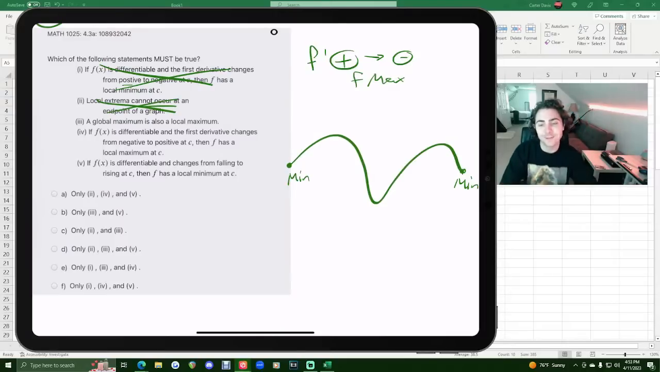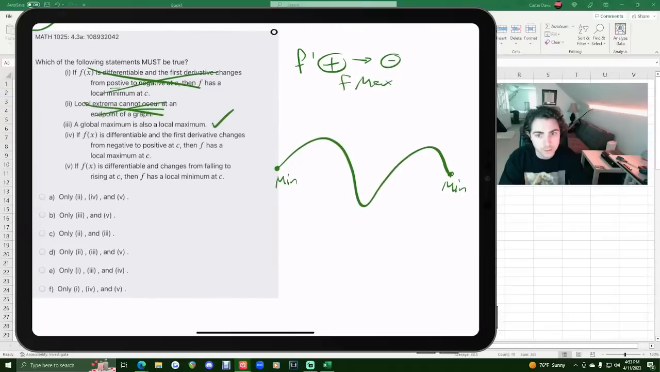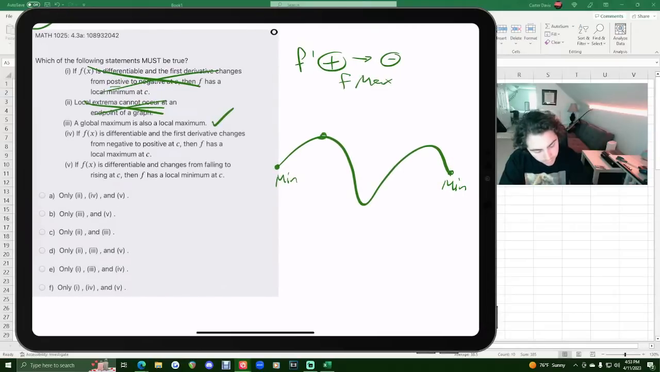I always forget how they do this one. I'm pretty sure they would say that is true. A global max would also be a local max. But maybe by their definition, a local max is not always a global max. Global max, I think, is a local max based on their definition, because any high point is still going to be a local max, regardless of if it's an endpoint. Yeah, I think that's true by their definition.